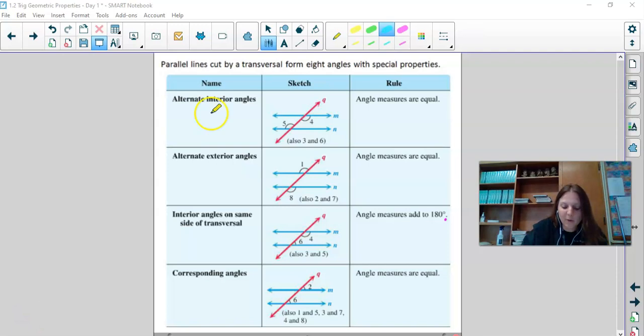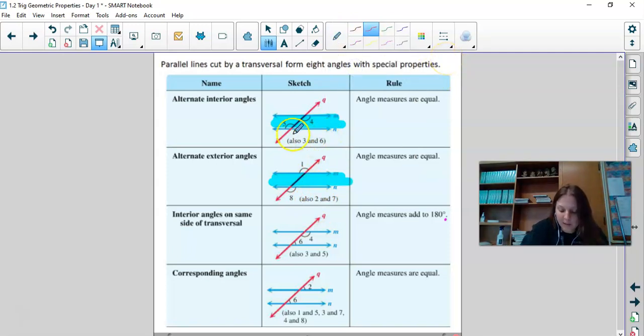So if you're talking about interior angles, I had a teacher show me this once. She said, think of the parallel lines like a river. So if you were thinking about a river, the parallel lines would be the banks of the river. Everything in the river would be considered interior. So that would be your interior angles. Everything outside of the banks of the river, outside of those parallel lines, are considered exterior angles. Okay, now why does that help you?